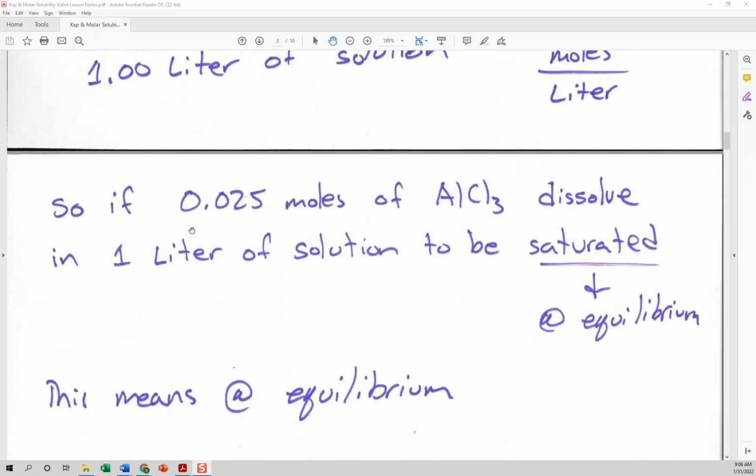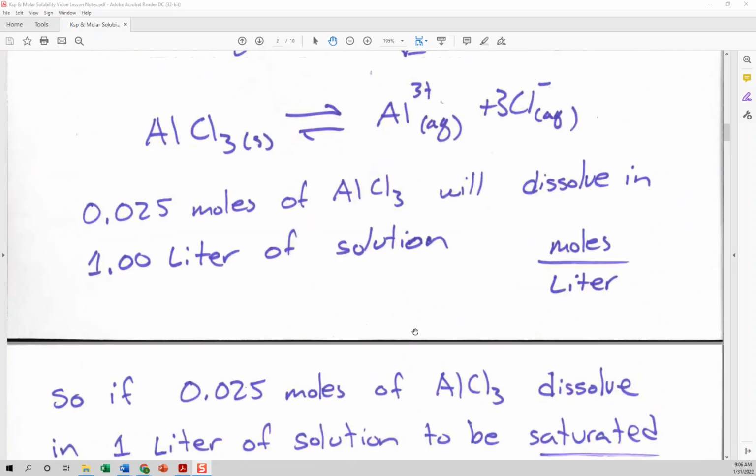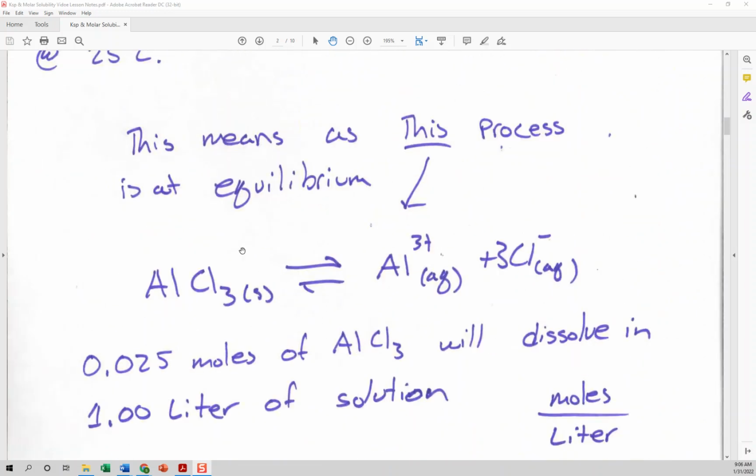So if 0.025 moles of aluminum chloride dissolve in 1 liter of solution to reach equilibrium, that means at equilibrium, the molarity of aluminum would be 0.025 and the molarity of chloride would be 0.075. Now let's understand how we found those. Remember, molar solubility is the molarity of the whole compound, but if 1 mole of this dissolves, you get 1 mole of aluminum, but you get 3 times the amount of chloride.